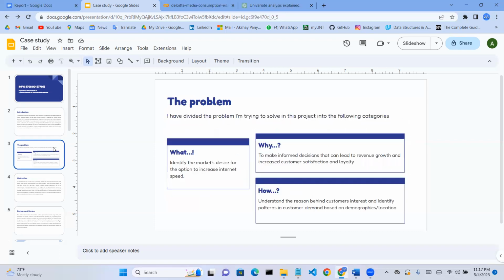The problem I'm going to solve, I have divided into three parts: what, why, and how. What: identify the market desire for the option to increase internet speed. Why: to make informed decisions that can lead to revenue growth and increased customer satisfaction and loyalty. And how: understand the reason behind customer interest and identify patterns in customer demand based on demographics and location.